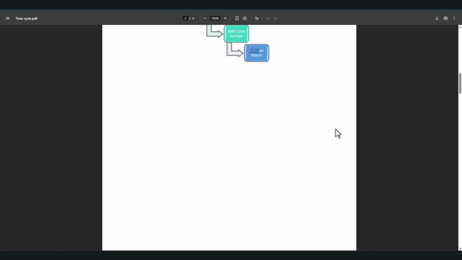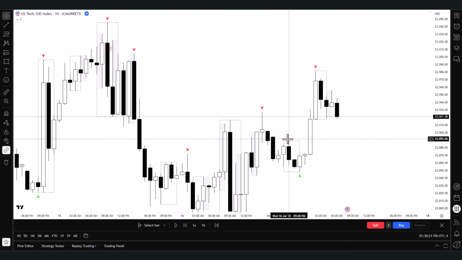So let's see some live examples. This is the example on Nasdaq, today's price action. Here this is the Asian session range, 8 p.m. to 00 a.m. This is the London session, 2 a.m. to 5 a.m. New York will open soon.